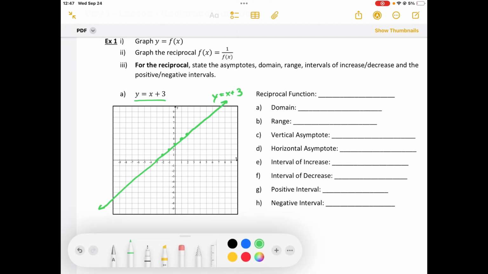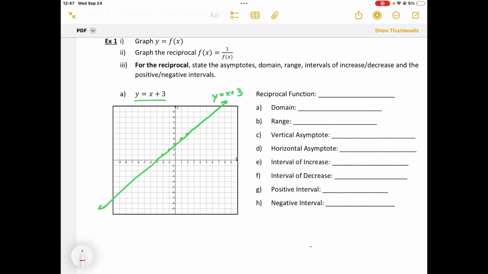Now I'm going to graph the reciprocal of that. In order to do that, I'm going to identify some characteristics. My reciprocal function is 1 over x plus 3. Really, in order to find the reciprocal, I am going to do 1 over the values that I get here. So if I pick, let's say, 3 values here, I can make a table of values. This one is x and f of x. Let's do 1 over f of x.